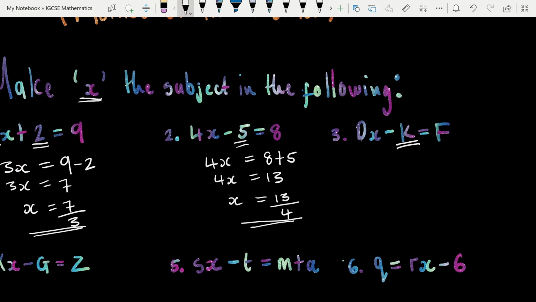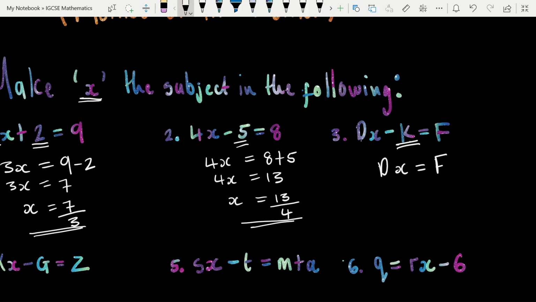Who do we start with? K, because he's further from x. D is right next to x, but k has like a sign. So we start with k. K goes to the other side. What is he doing on the left? K is subtracting. When he goes to the right, what will he do? He will add. So dx is equal to now.